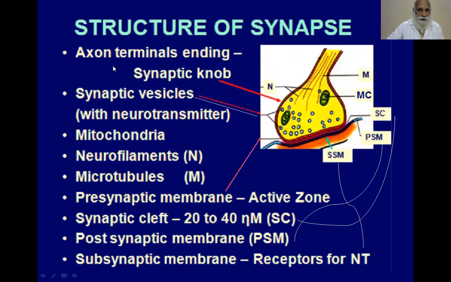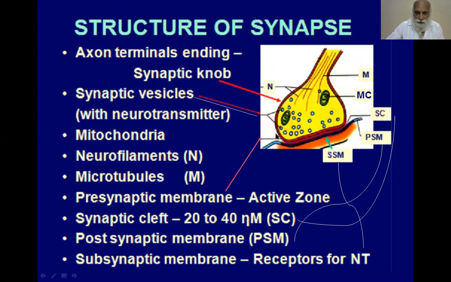If you look at the structure, axon terminals end at the synaptic knob or terminal bouton. They have the synaptic vesicles at this bulged portion, along with mitochondria. In the axon part you see some neurofilaments, which are for the movement of this content. And there are microtubules here, which transport substances from the soma to the axon terminal.